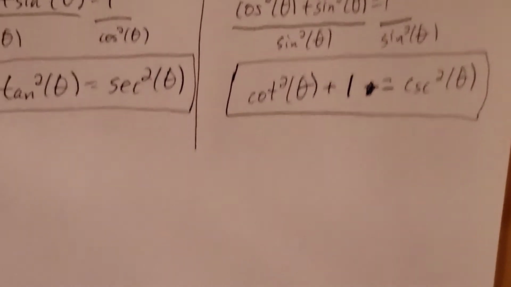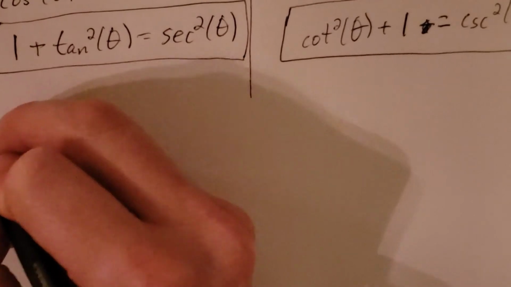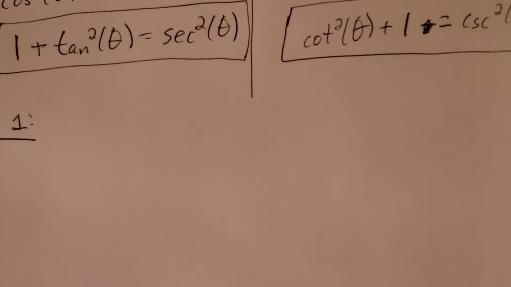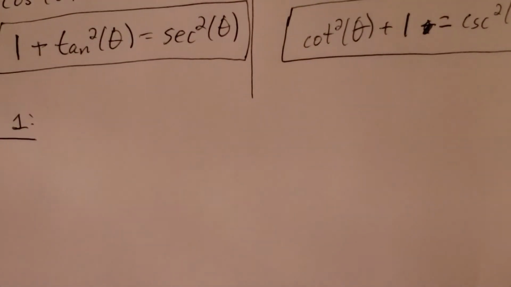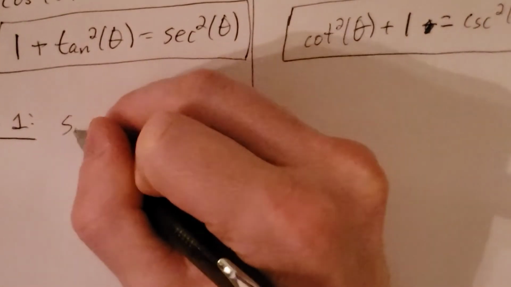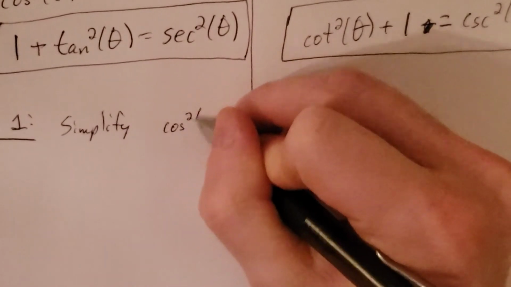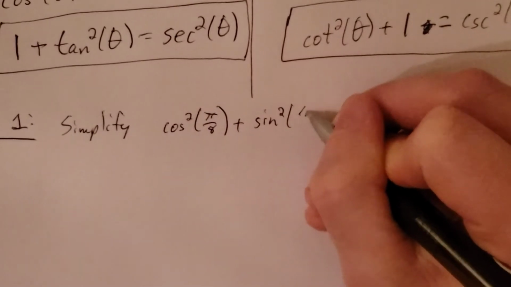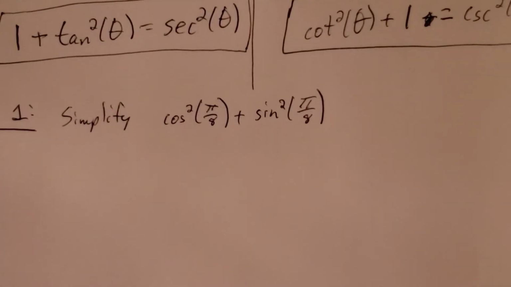Great. Now, what can we do with that information? Well, how about we try an example? So this will be example 1. These identities were true for any angle theta. So we'll start with a really simple example: what if we were asked to simplify cosine squared of pi over 8 plus sine squared of pi over 8? What if we're asked to simplify that?